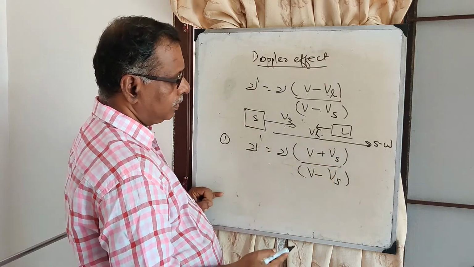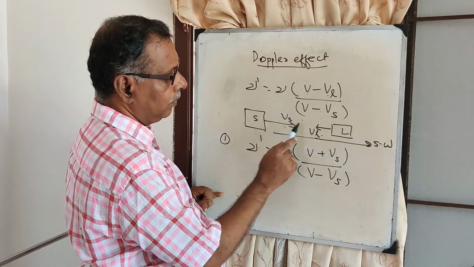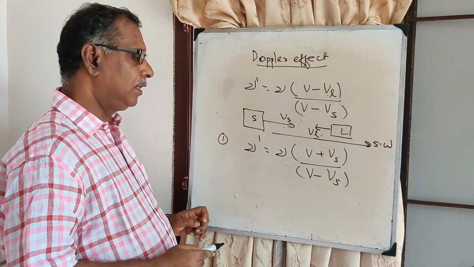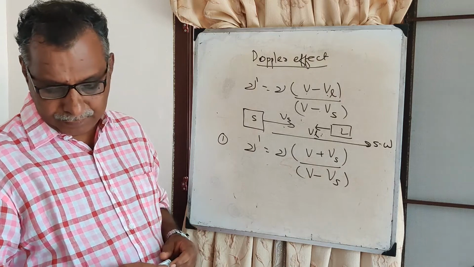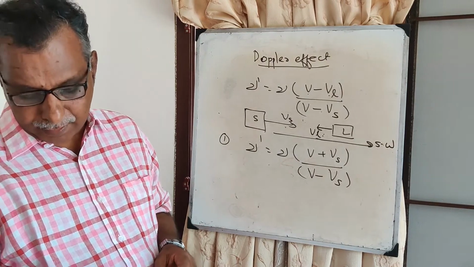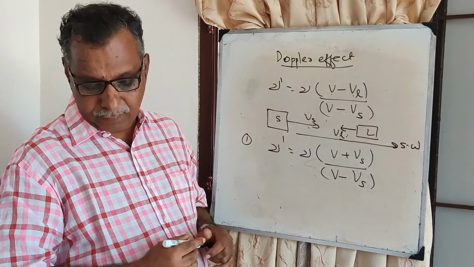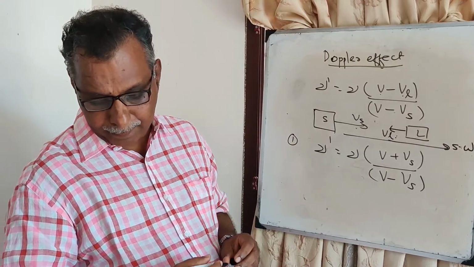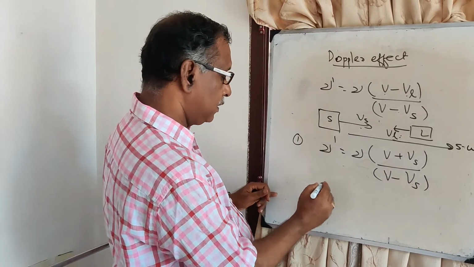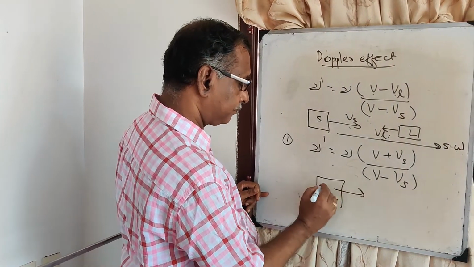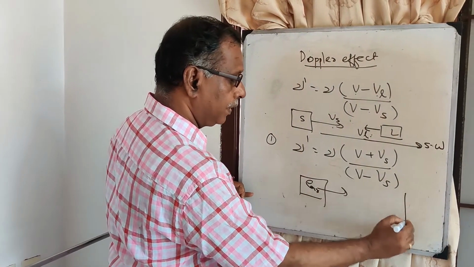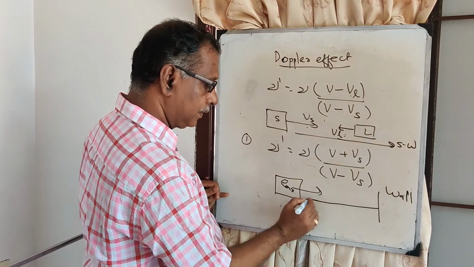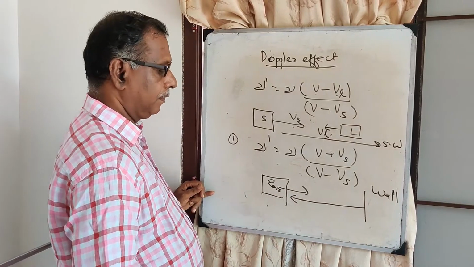According to this concept, Vs is positive and VL is negative. But there arises one important question. Suppose sound is emitted from a car, falls on a distant wall, and the reflected sound is heard by the driver of the car.